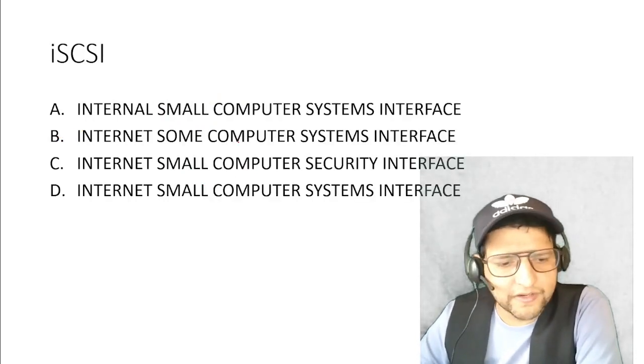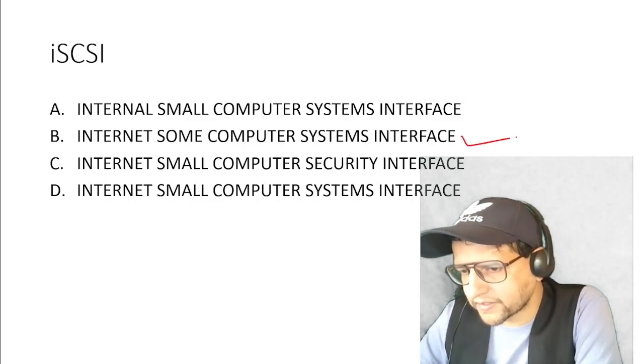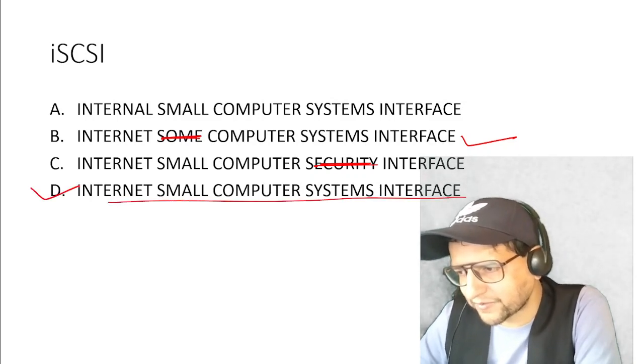iSCSI is your Internet Small Computer System Interface. Internet Small Computer System Interface. It is not your security. It is not your Internet Small Computer Systems Interface. Yeah, this looks similar. Okay, see guys, this is some. Okay, it is not the right one. So Internet Small Computer System Interface, this is the right one.